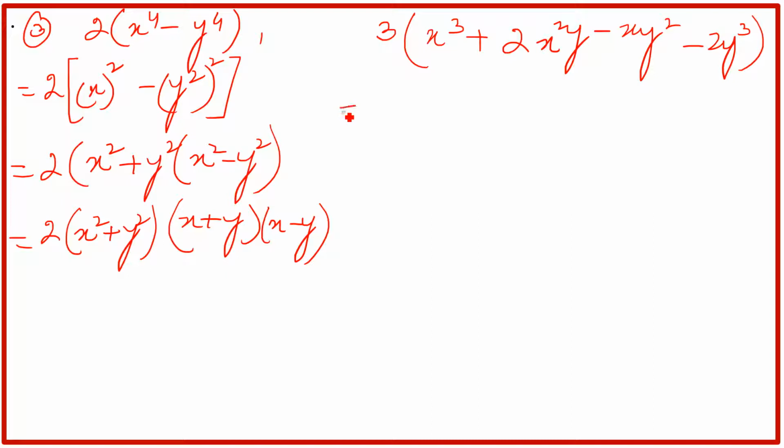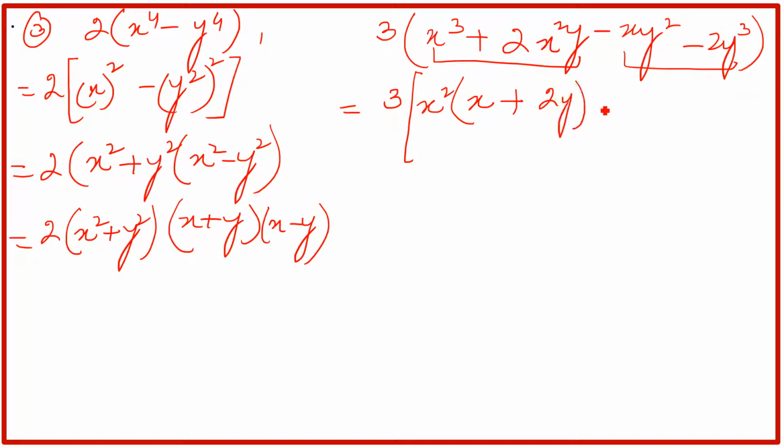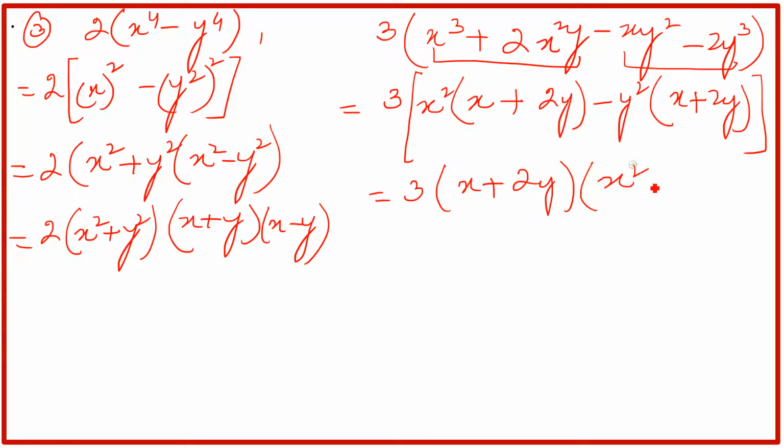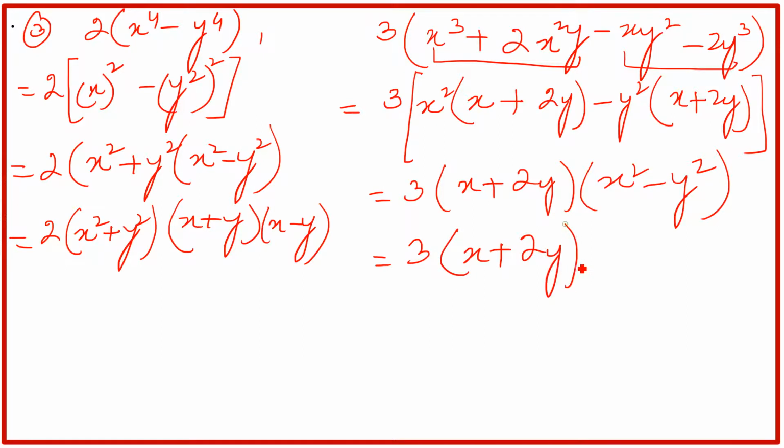Okay, from here we will make the sets. What can you take common? x square. Remaining is (x plus 2y), minus y square (x plus 2y). So (3x plus 2y) into (x square minus y square). x plus 2y one time, and then x square minus y square, and this is again (x plus y)(x minus y), a square minus b square. That is why I am saying that you have to learn the factorization chapter first.